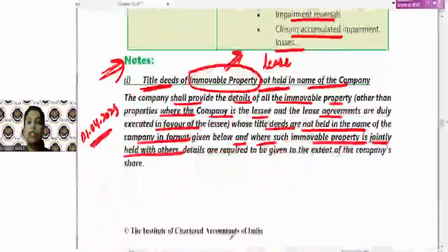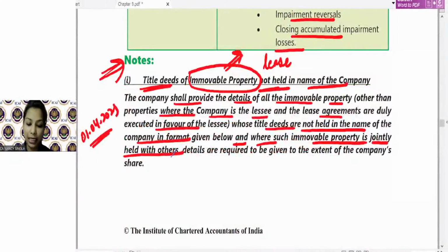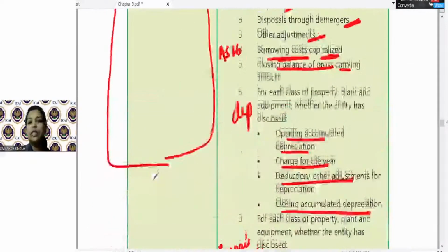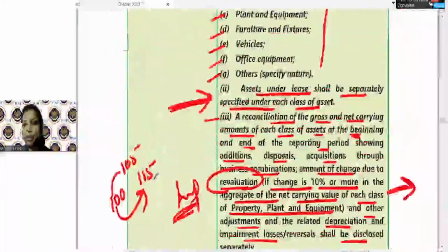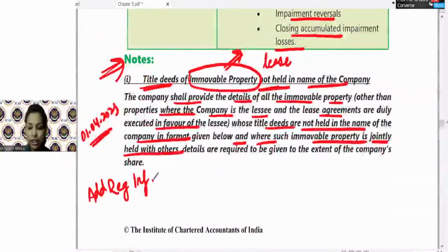So with respect to the title deeds of immovable property not held in the name of the company, these are again what? The additional regulatory information. तो जो ऊपर disclosure आ रहा है वो तो करना ही है आपको. Apart from that, the company has to give that disclosure, है ना, which is given in schedule 3 part 1, है ना, जो हमने ये सब पढ़ा था last session में. But these are what? The additional regulatory information that the company is required to give in their notes. ठीक है. Is it clear? Quickly send in your replies. Any doubt, anyone?